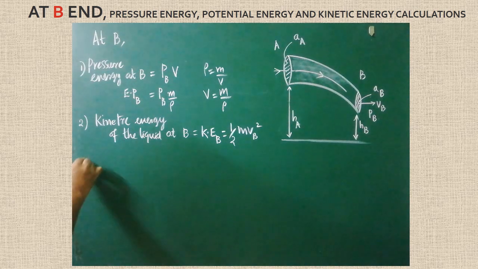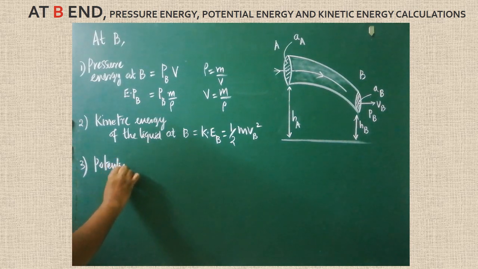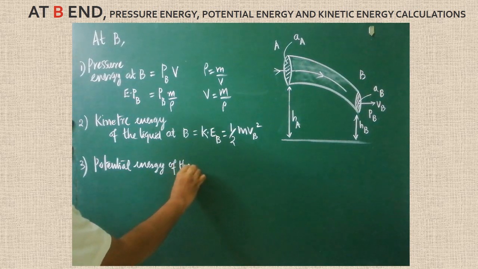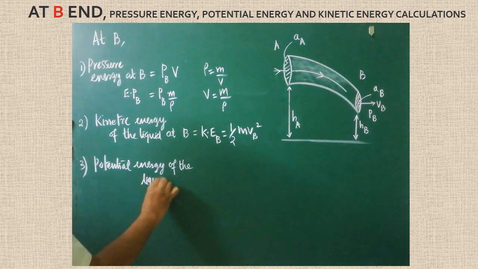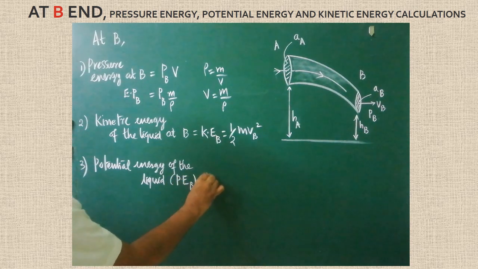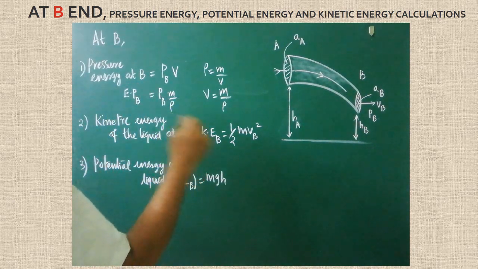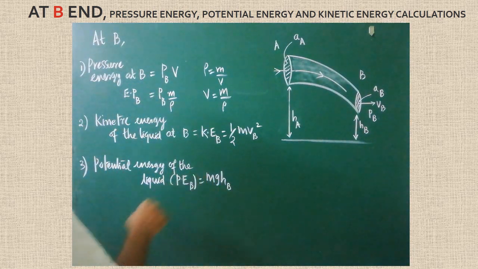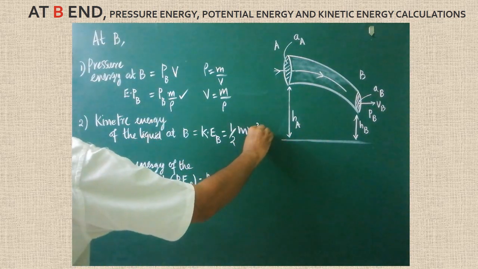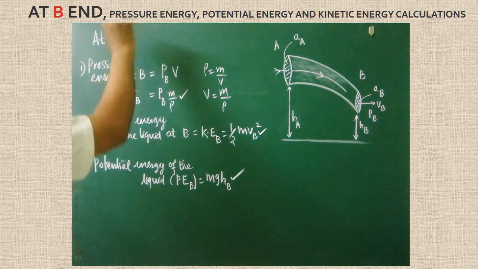Are you clear? So the next one is potential energy of the flowing liquid, that can be written as PEB. What is the general formula? mgh. At B, at what height is that liquid flowing? It is flowing at the height of hB. Therefore, hB must be written. So this is the expression for pressure energy. This is the expression for kinetic energy. This is the expression for potential energy. All are measured at the end B. Are you clear?